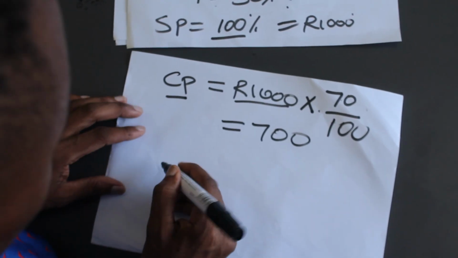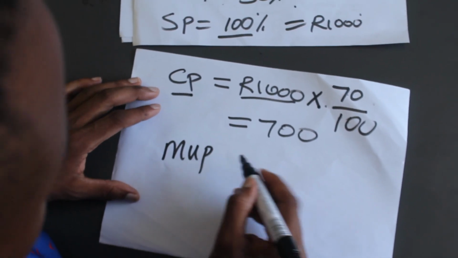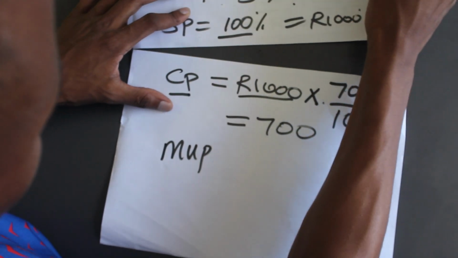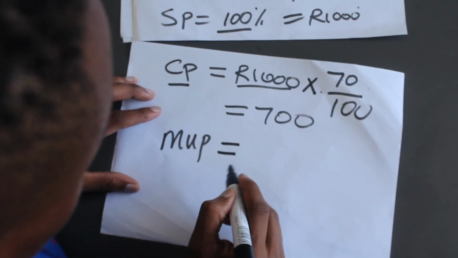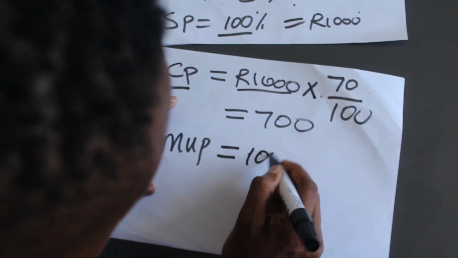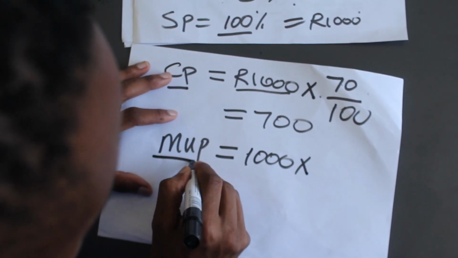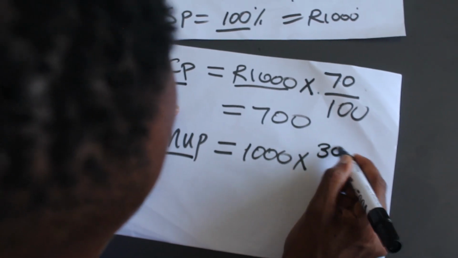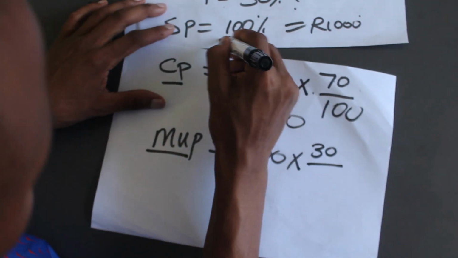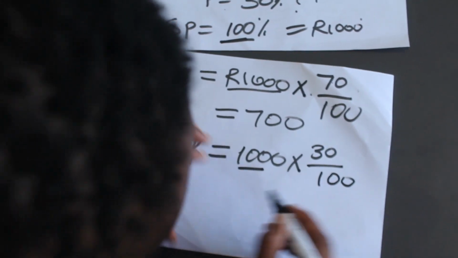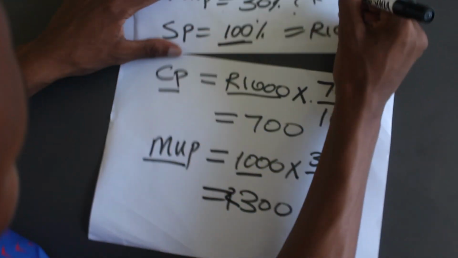Then let's calculate our markup in Rand. Our markup in Rand is going to be 1,000 Rand multiplied by the percentage of the markup, which is 30, divided by the percentage of this 1,000, which is 100, and then you will get back to your 300 Rand. There we go.